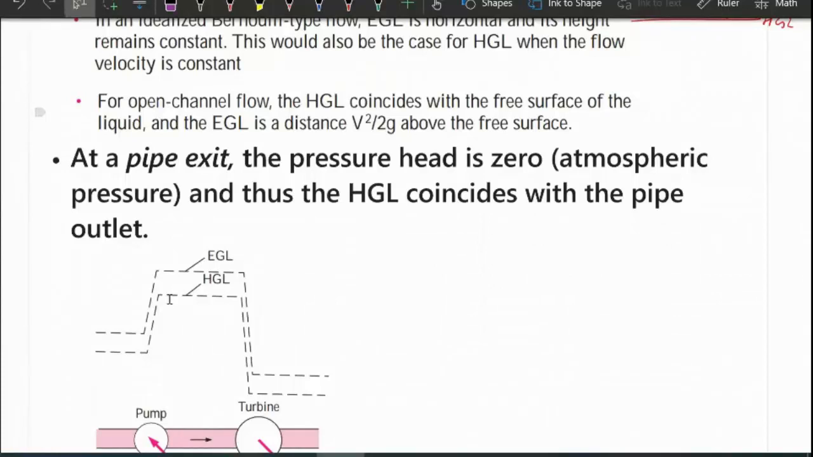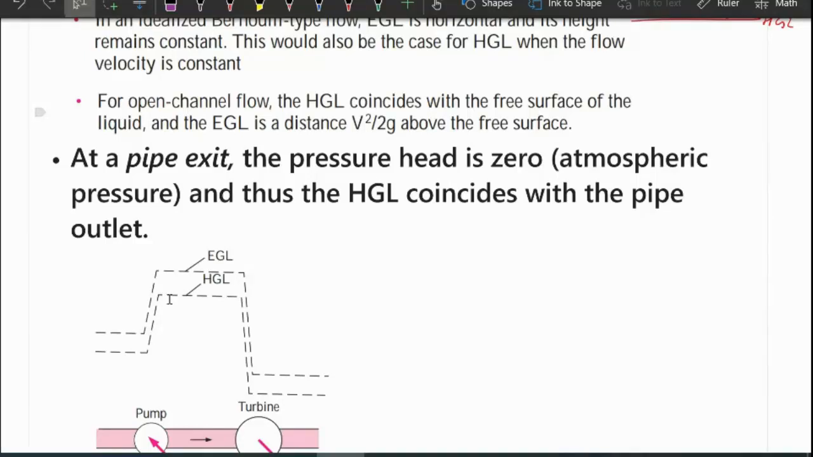For open channel flow, there are two terms that often come up. One is called closed flow, another is called open channel flow. What do you understand when I say open channel flow? Anyone? Give an example of open channel flow. Anybody?